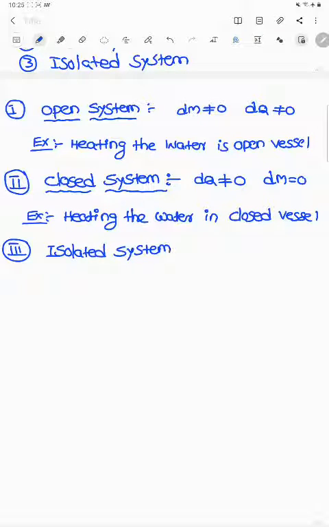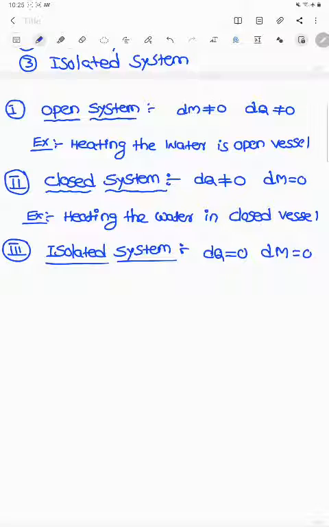Here, isolated system means the system in which neither energy nor mass transfer occurs between system and surroundings and vice versa is called an isolated system. In the isolated system, dq equal to 0, dm equal to 0, means there is no transfer.